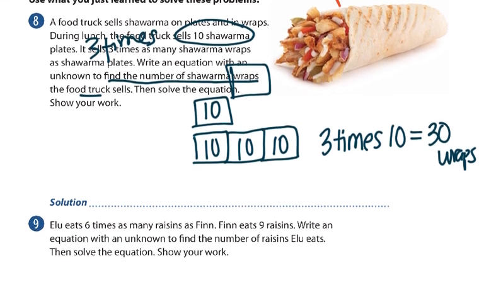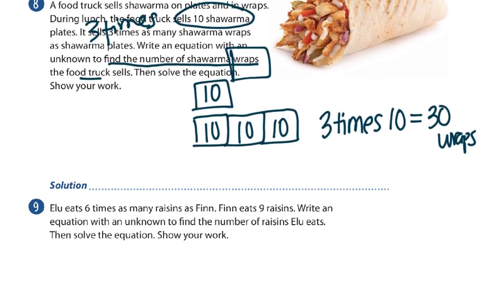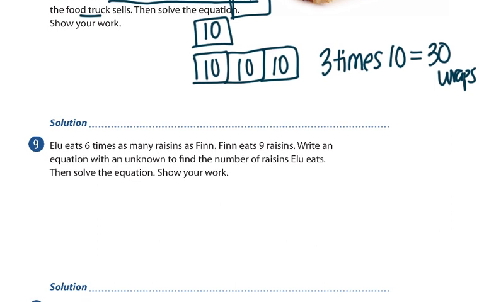All right, you're going to do number 9. Let's read it together. Lou eats 6 times as many raisins as Finn. Finn eats 9 raisins. Write an equation with an unknown to find the number of raisins Lou eats. Then solve the equation. Show your work.